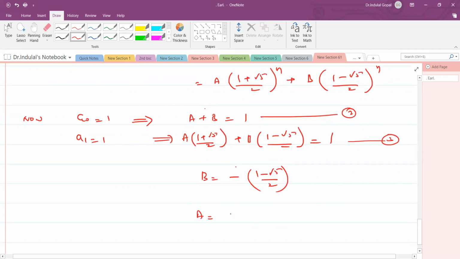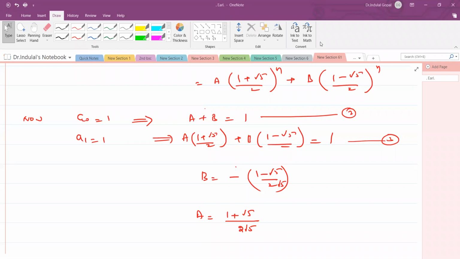We will get B as minus (1 minus root 5) by 2 root 5. And A, on solving this, we will get (1 plus root 5) by 2 root 5. This is what we are going to get. Now substitute this in this equation.